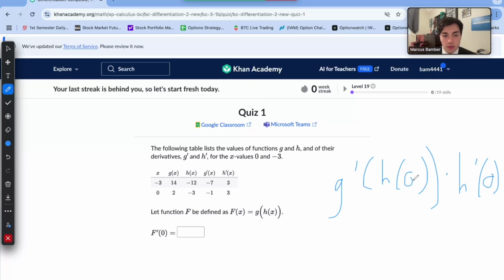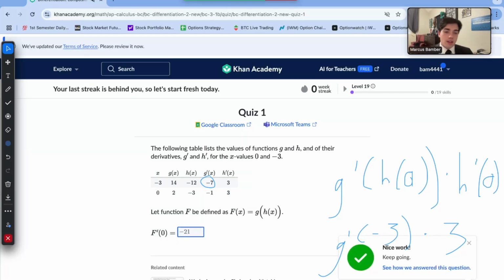All right. h of 0 is equal to negative 3. So we're going to find the derivative of g at negative 3. We're going to multiply that with the derivative of h at 0. Derivative of h at 0 is 3, so we're going to multiply derivative of g at negative 3 with 3. Derivative of g at negative 3 is negative 7. So we do negative 7 times 3. That's equal to negative 21. So the derivative of capital F at 0 is equal to negative 21. That is the last correct answer.